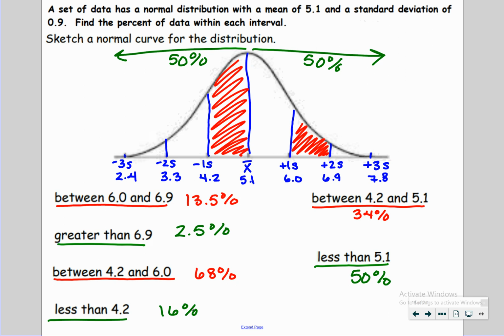So what if I wanted to know the percent of data that was greater than 4.2? It would be 100 take away 16, it would be 84. Or we could add things up. We could say this is 34 plus another 50. That's going to give me 84% also. Does that make sense? Okay.